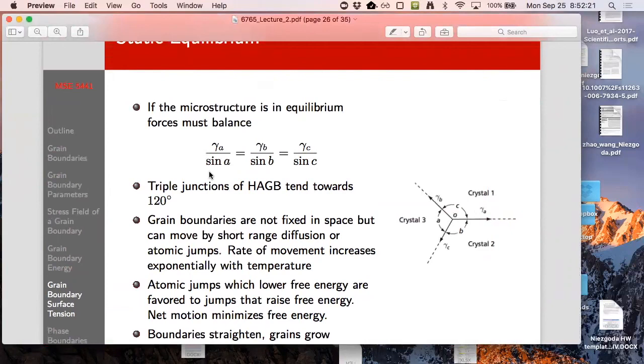relation here, right? Of the surface tension of a grain boundary. Now, that's if all of these grain boundaries have equal energy, right? We're going to get that nice 120 degree angle, right? Because we want to pull.